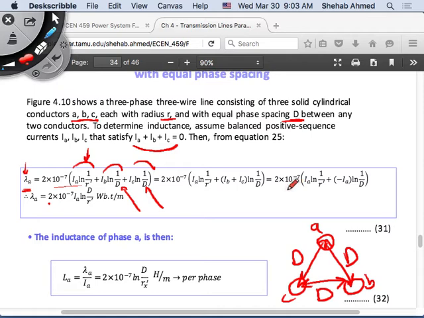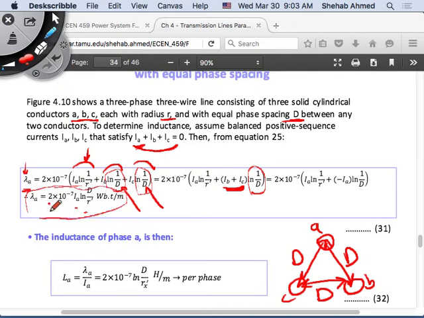You can take the natural log of 1 over D as a common factor, and you end up with IB plus IC here. And IB plus IC from our identity is equal to minus IA, right? So I rewrote this in terms of IA only as 2 times 10 to the minus 7 IA natural log D over R prime.